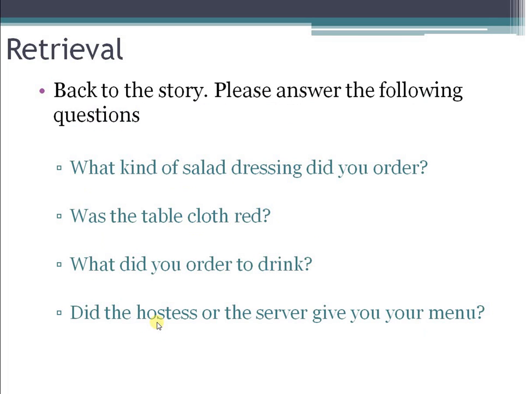So let's go back to that story we read. You remember when you went to the restaurant and you had the prime rib? I'm going to ask a couple of questions. I want you to just go ahead and write down your answers in your notes, and then I'll reveal the answers and we'll see. What kind of salad dressing did you order? Let's go ahead and write that down. Obviously, don't look back. I mean, you could, but it's fun to do it this way. Was the tablecloth red? What did you order to drink? And did the hostess or the server give you your menu? So go ahead and write down your answers, and then we'll go through and reveal them.